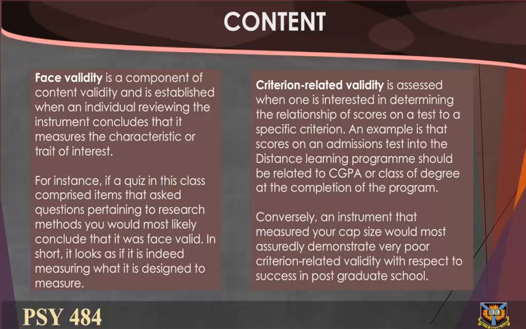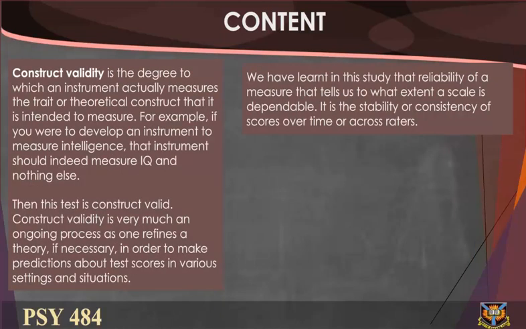Construct validity is the degree to which an instrument actually measures the trait or theoretical construct that it is intended to measure. For example, if you were to develop an instrument to measure intelligence, that instrument should indeed measure IQ and nothing else. Then this test is construct valid. Construct validity is very much an ongoing process as one refines a theory, if necessary, in order to make predictions about test scores in various settings and situations.